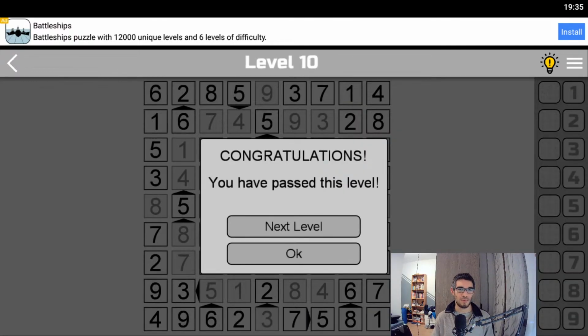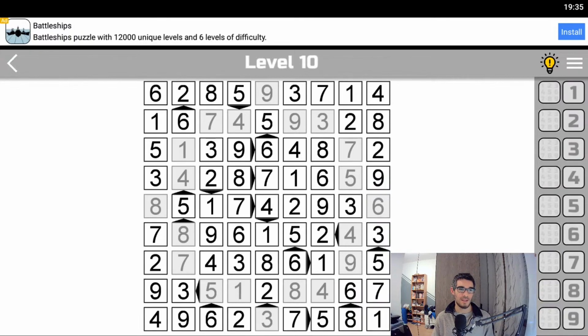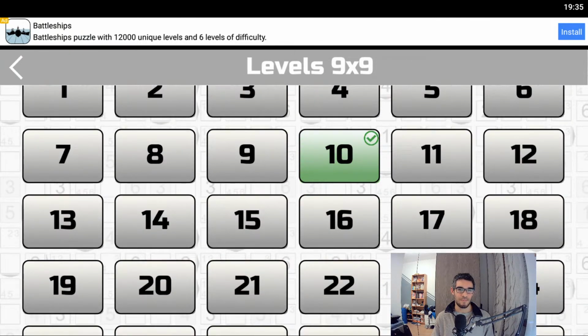So this one I was able to solve more easily, and you can see that's why, like, it's lower level, right? And I think that's gonna be it for today's stream, guys.